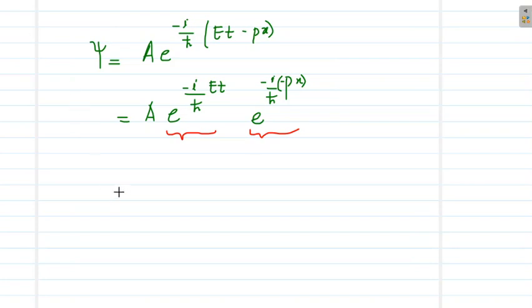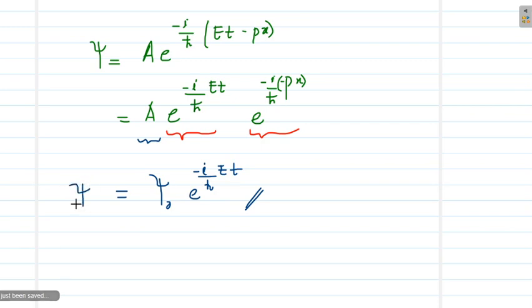Let me call that part psi 0. Psi 0 is A e raised to i by h cut into px. The time dependent part is e raised to minus i by h cut into Et. So this is the wave function that we have. We have split that wave function into a position part and a time dependent part. Now let us try to derive the time independent Schrodinger equation.